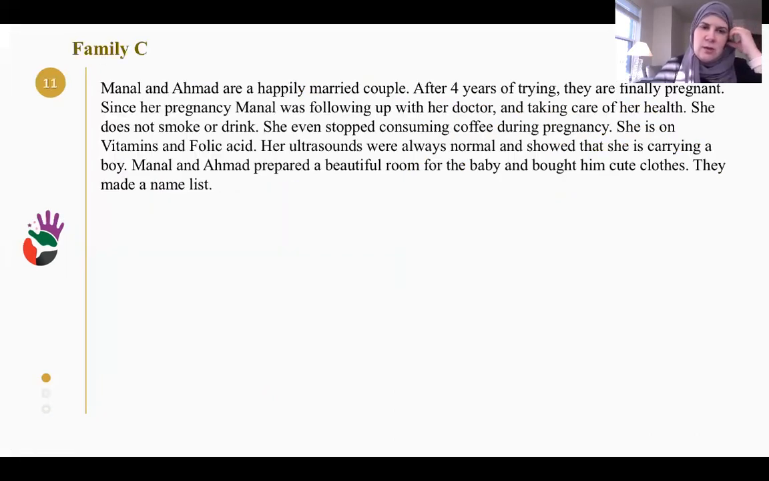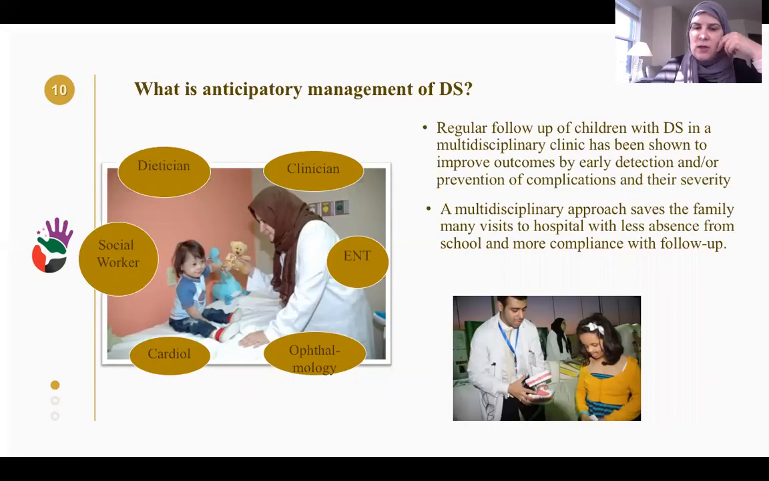Okay, and examples of what we do in the multidiscipline clinic is we check the thyroid levels, we check the hearing and the vision, the development, the constipation, the weight gain, and all these examples that I gave you.